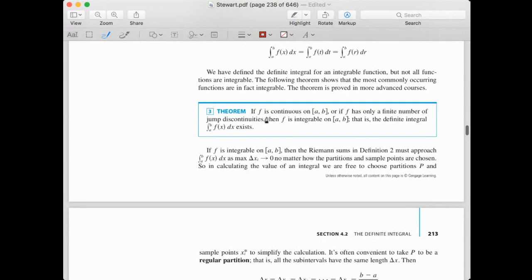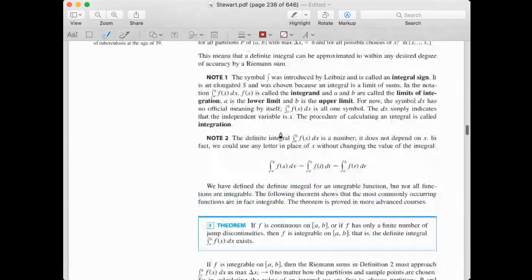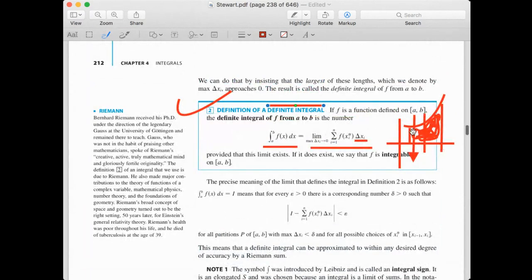Okay, let's see this theorem. If f is continuous on the closed interval, or if f has only a finite number of jump discontinuities, then f is integrable on [a, b]. That is, the definite integral exists. This is very mathematical. From a to b, the function can be continuous, or the function can be discontinuous at a single point. Because what is the area at a single point? It is one-dimensional, which has no area. So that's why the theorem is true.